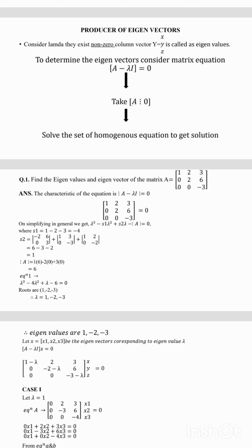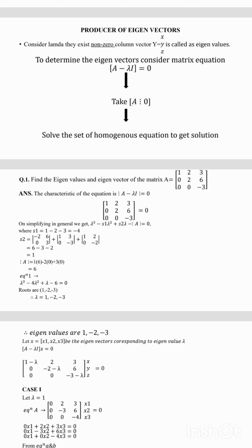Roots are 1, -2, -3. Then the answer will be λ = 1, -2, -3. The eigenvalues are 1, -2, -3. Let X = (x1, x2, x3) be the eigenvector corresponding to the eigenvalue λ, so that (A - λI)X = 0.